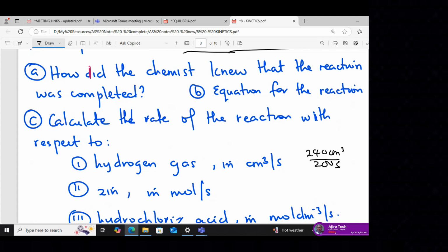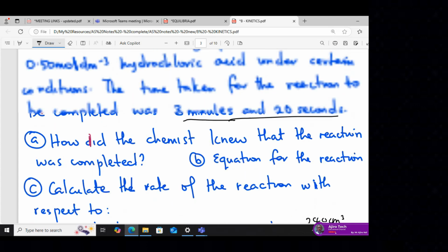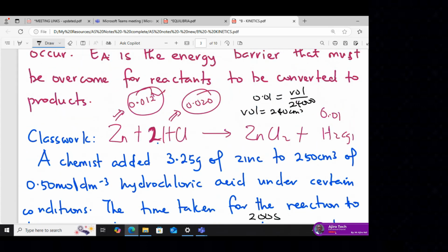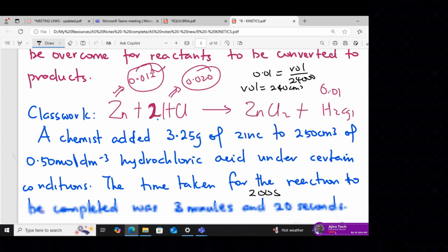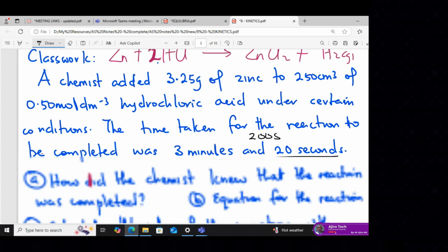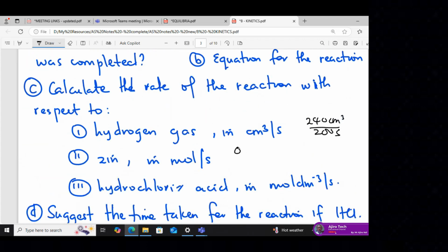Now find the rate of reaction with respect to zinc in mole per second. How many moles of zinc reacted? 0.01. Not all of it reacted, only 0.01. So it will now be 0.01 mole of zinc over 200 seconds. You get your answer again. Do you agree? Are you sure you understand that?